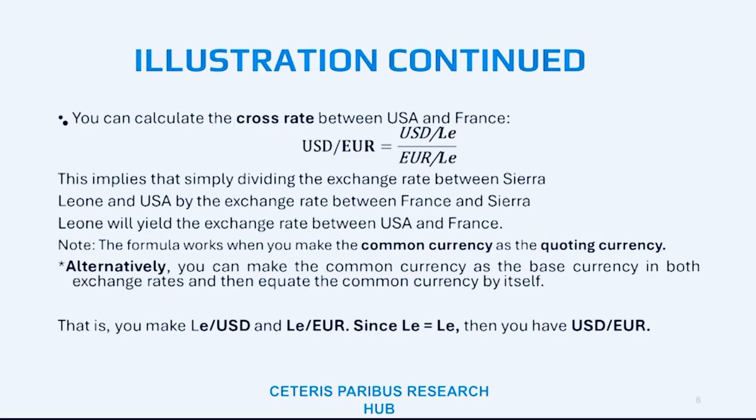Alternatively, you can simply make the common currency the base currency in both exchange rates, and then equate the common currency by itself. You can simply make leones the base currency, that's the first currency in both exchange rates, and equate it by itself. So in other words, instead of US dollar per leone, now you have leone to US dollar and leone to euro. But leone is equal to leone. So the amount of US dollar you have will be equal to euros. You're able to know the exchange rate between US dollar and euros.